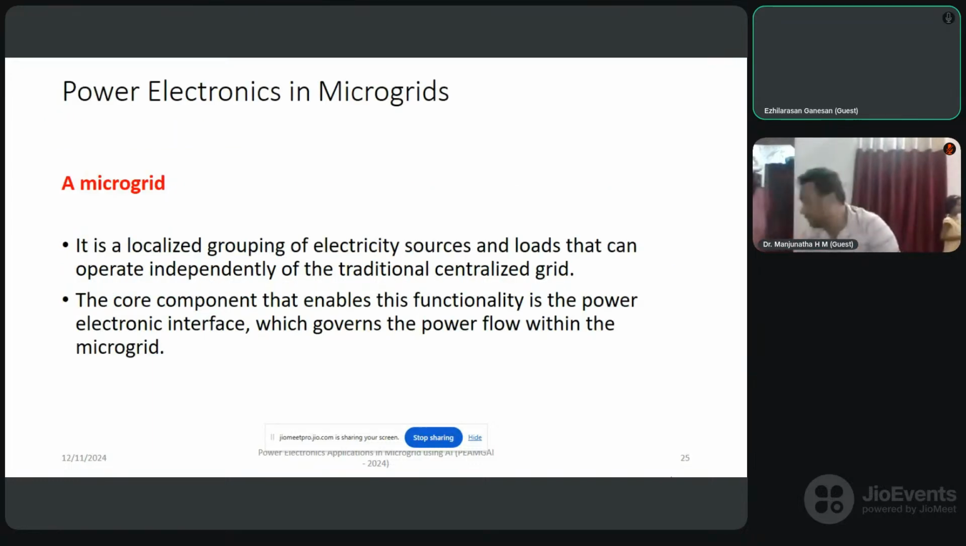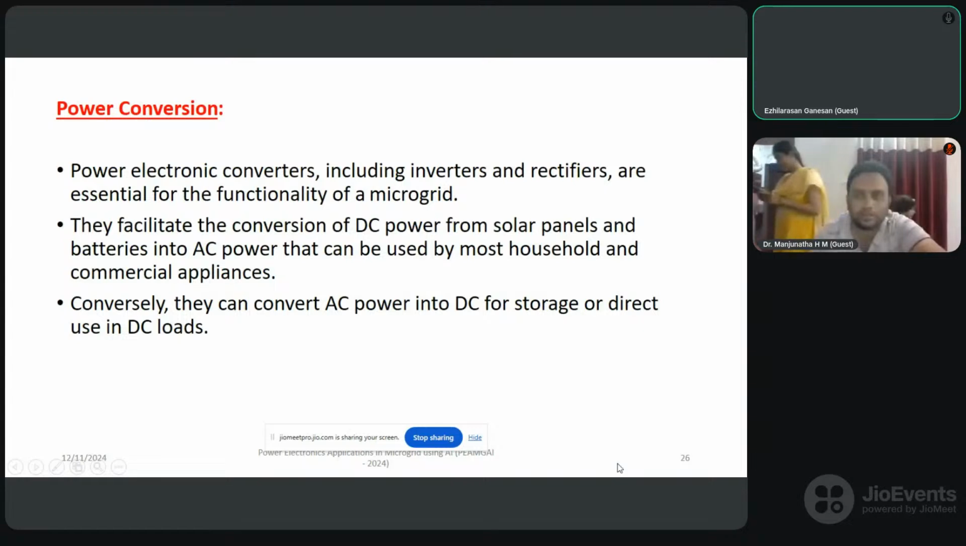So power electronics in microgrids. A microgrid is a localized grouping of electricity sources and loads that can operate independently of the traditional centralized grid. The core component that enables this functionality is the power electronic interface, which governs the power flow within the microgrid. Power converters, including inverters and rectifiers, are essential for functioning of a microgrid. They facilitate the conversion of DC power from solar panels and batteries into AC power that can be used by most household and commercial appliances. Conversely, they can convert AC power to DC for storage or direct use in DC loads.